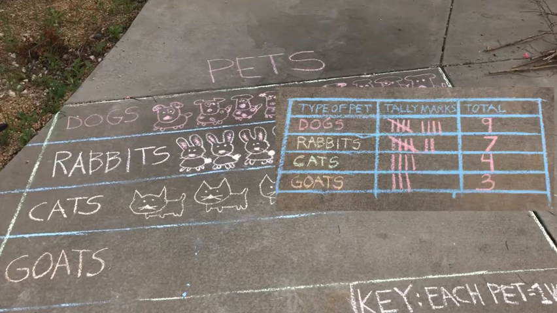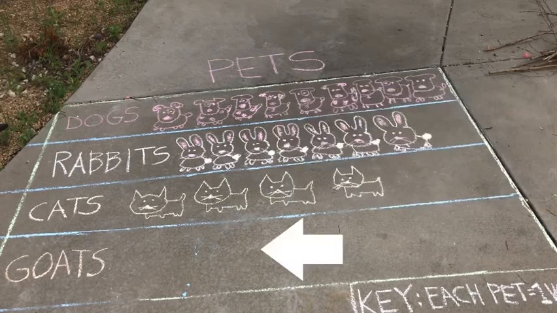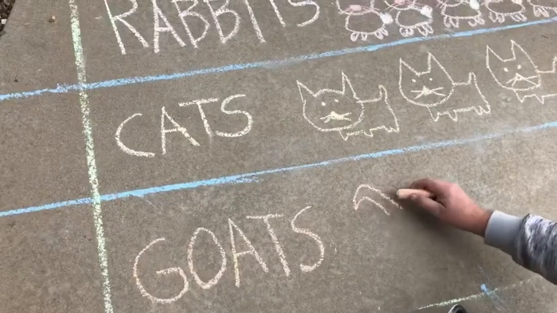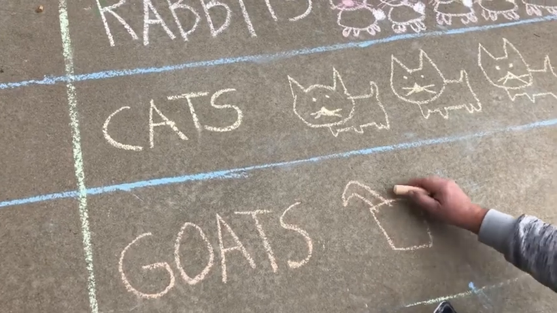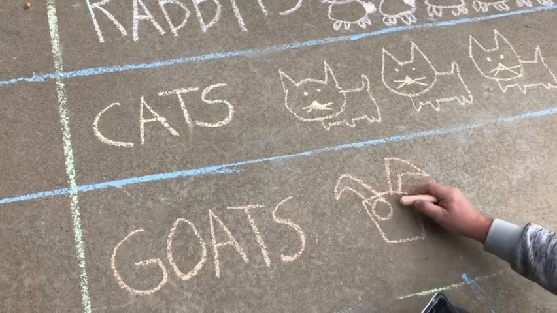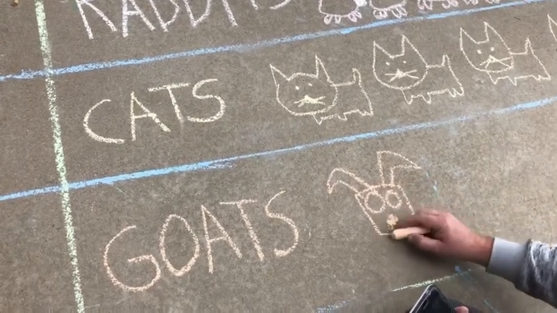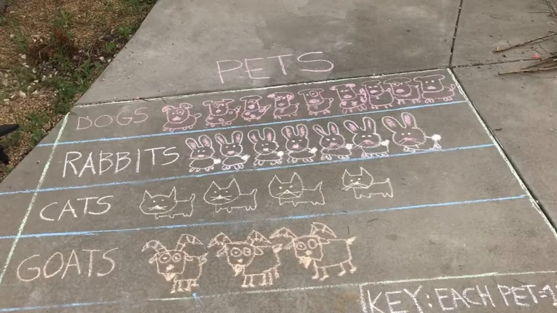Now we're going to look at our data, and we can see that there were 3 goats as pets. So we're going to draw 3 pictures of goats to represent that data. Now we've added our goats to our pictograph.